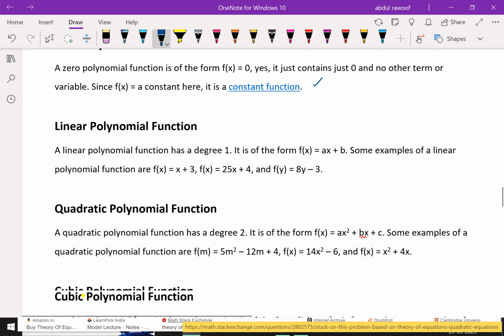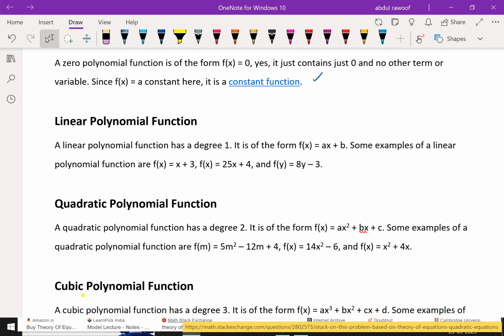Linear polynomial function. A linear polynomial function has a degree 1. That means x has power 1. It is of the form f of x equals ax plus b, where ax and b are terms. So it's a linear polynomial. Some examples of linear polynomial functions are f of x equals x plus 3, f of x equals 25x plus 4, f of y equals 8y minus 3.